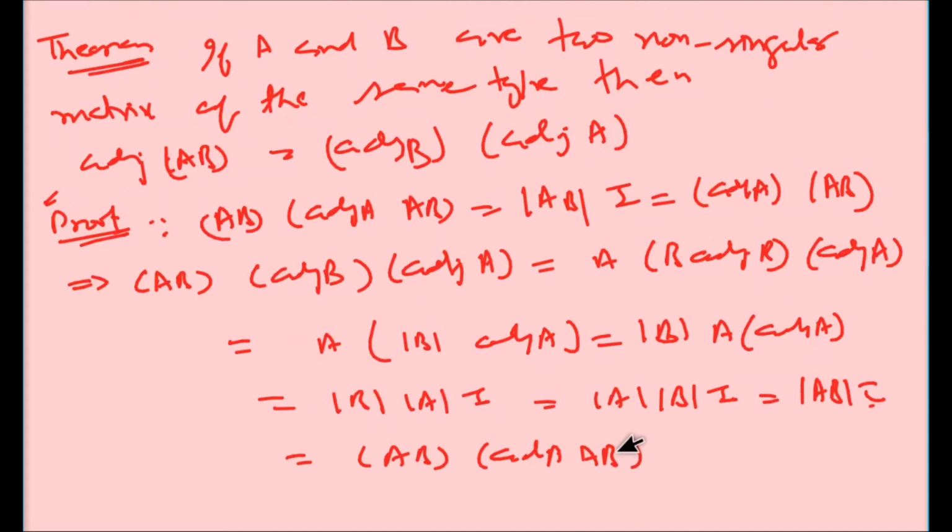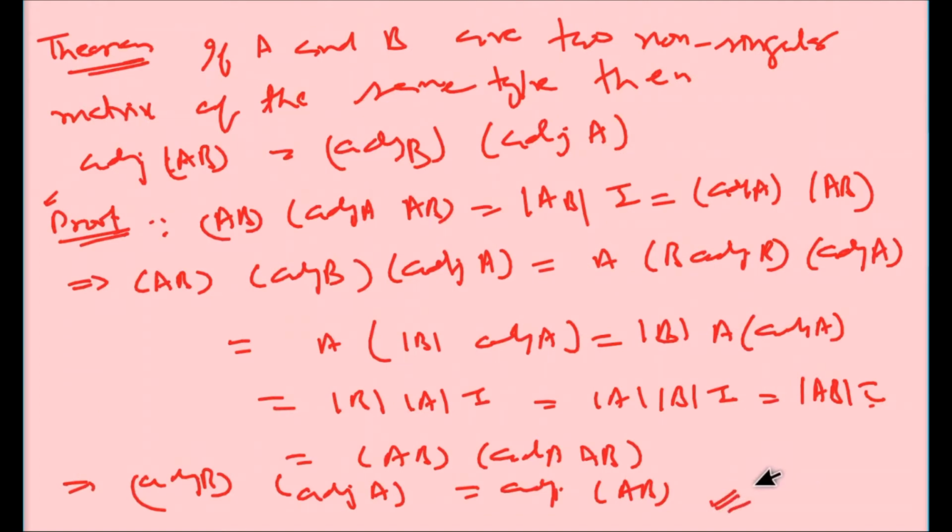Okay, student. Since AB equal to AC, we cannot use the cancellation law, so again we can write this way. It implies that adjoint B into adjoint A equals adjoint AB. Okay, so this formula you can use well.